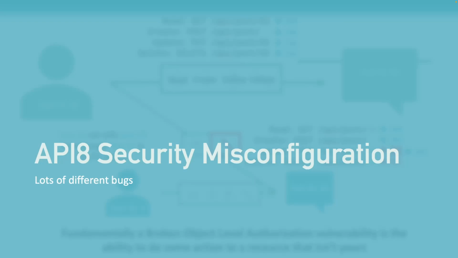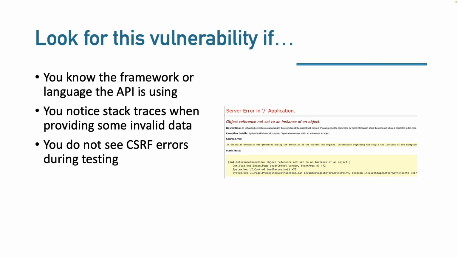API 8, security misconfiguration. This covers a ton of different vulnerabilities. And because it covers a ton, you should be looking for it when you have information about how an API is being run. Maybe you know the framework or the language. Maybe you find stack traces. Maybe you're not seeing CSRF errors during testing, but you know a bit about the infrastructure. Because it really can be.